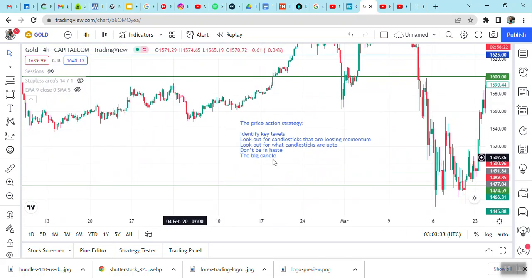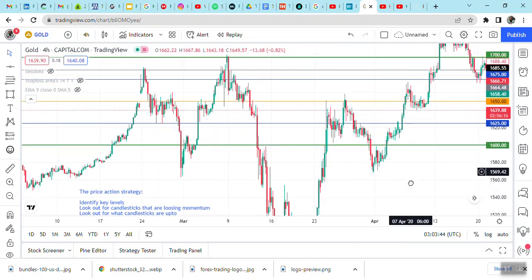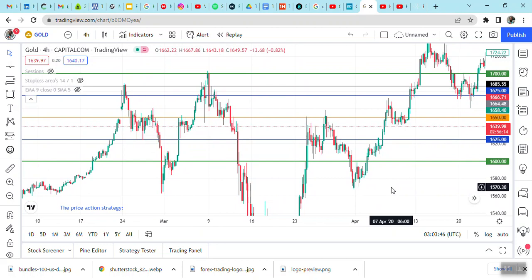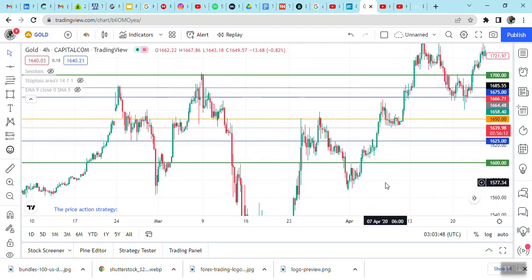The third rule says look out for what candlesticks are up to. Now, talking about our key levels, most of the time why we need to draw our key levels is that key levels are points where prices are naturally attracted to. So prices always magnet to the key levels.